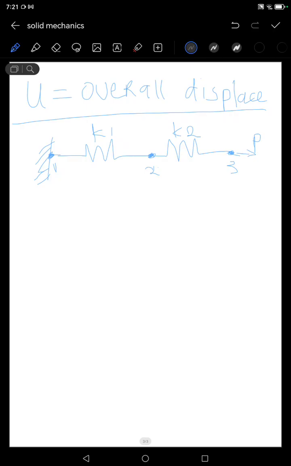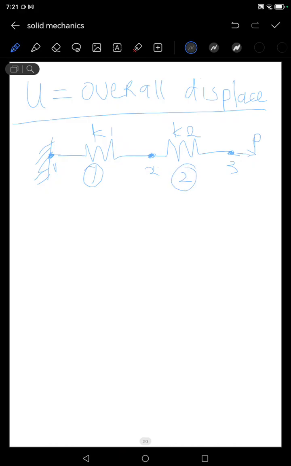We're going to have some loading at the end, which we'll call force P. And now for our system, we're going to have 3 nodes. These are nodes 1, 2, 3, and 2 elements. When I say 2 elements, I'm talking about the springs. So this one is going to be our first element, and this one is going to be our second element.